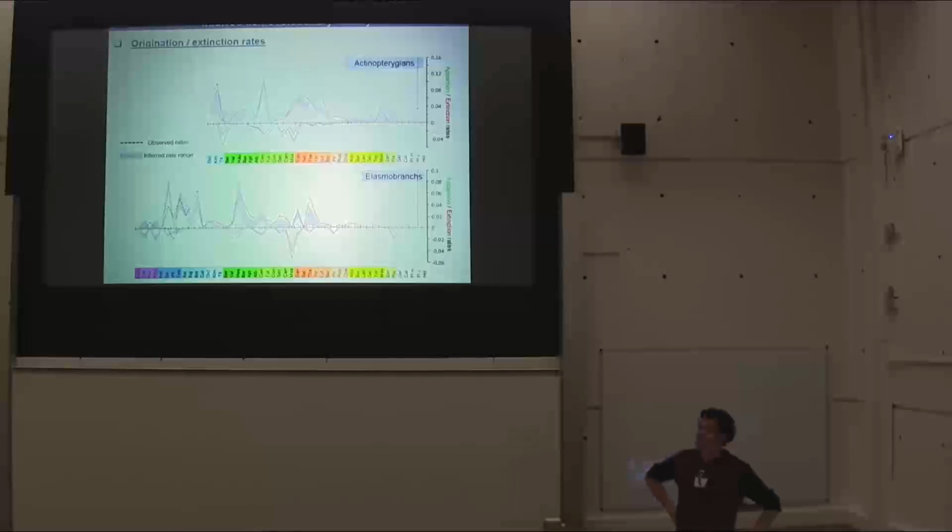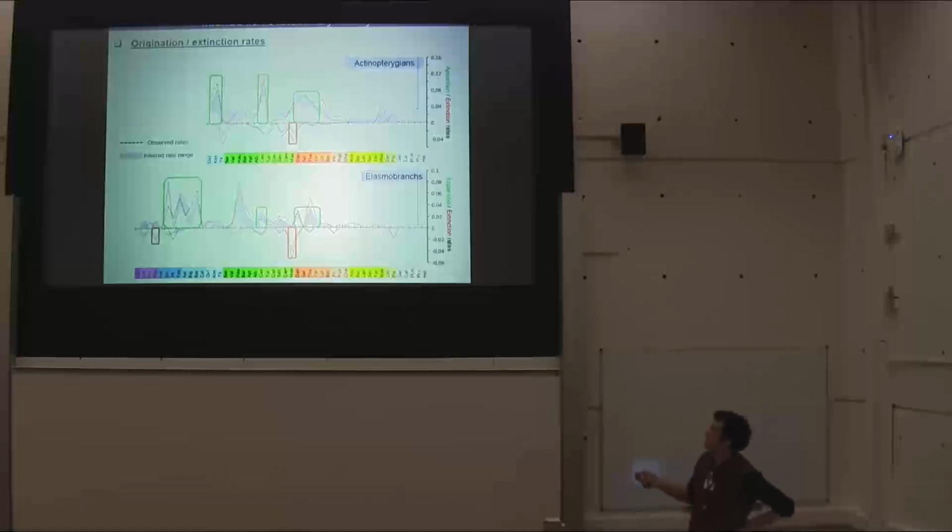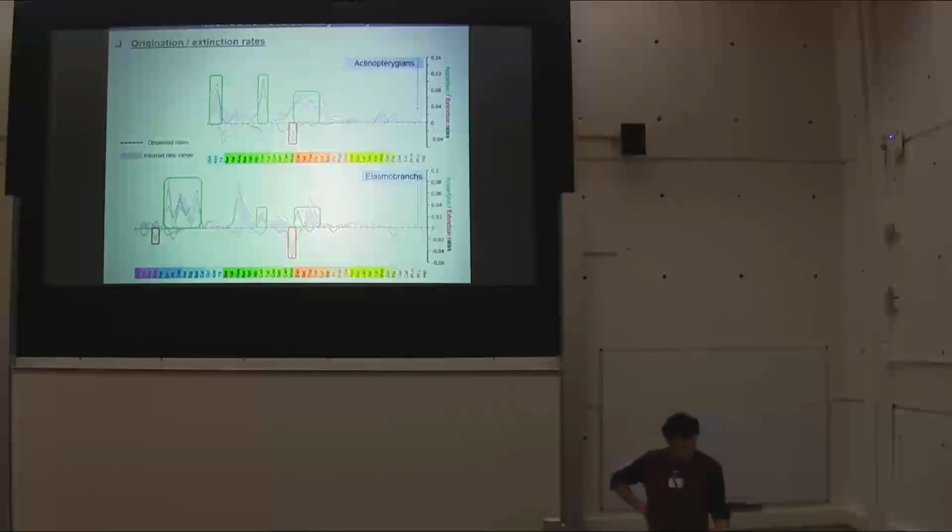But if we want to look at diversification more precisely, we can work at origination and extinction rates. So I'm not going to comment on each diversification event here, but just spot some of the most important ones. We've got the early and middle Jurassic diversification for Elasmobranchii, and late Jurassic diversification for Actinopterygii, and in the Cenomanian for both groups, and in the Paleogene for both groups as well.